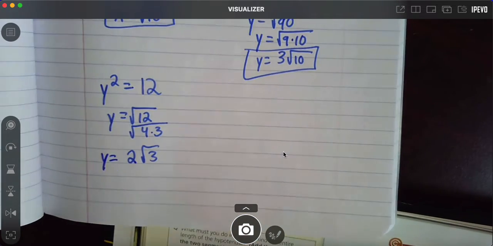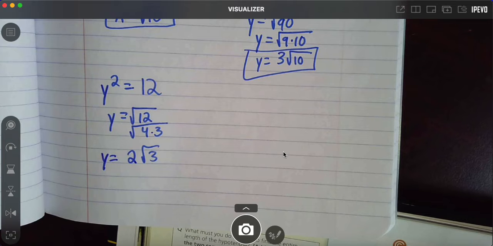Is everybody good with that? So the altitude, that's how you find that one. In a second, I'll give you one with an altitude.